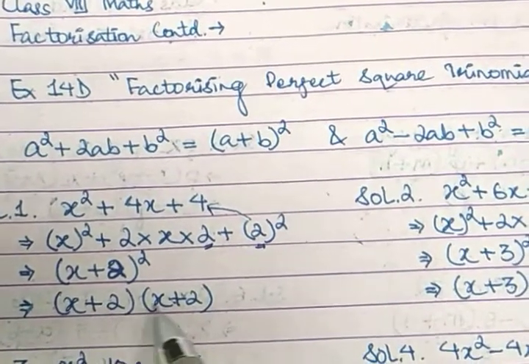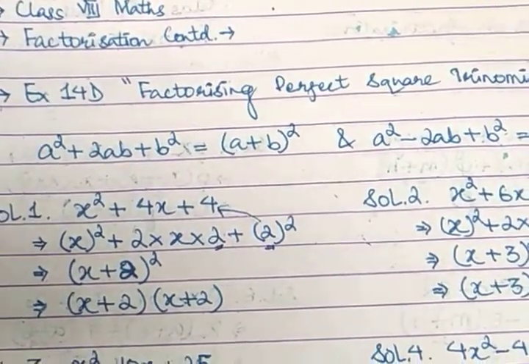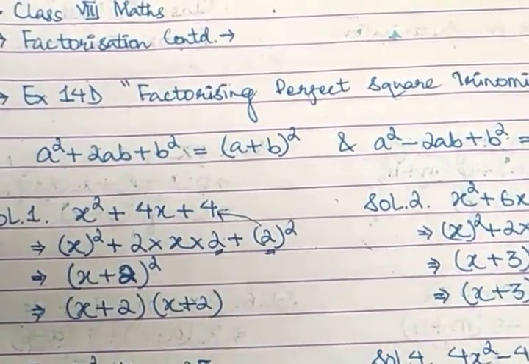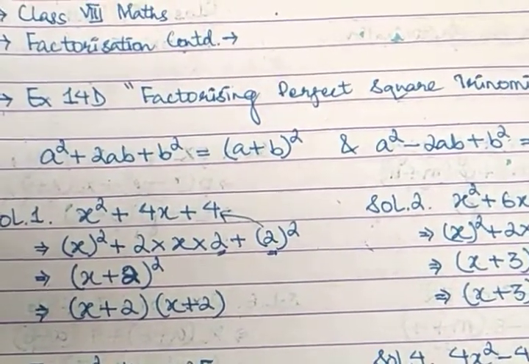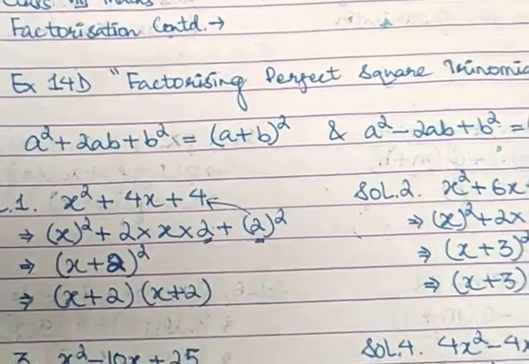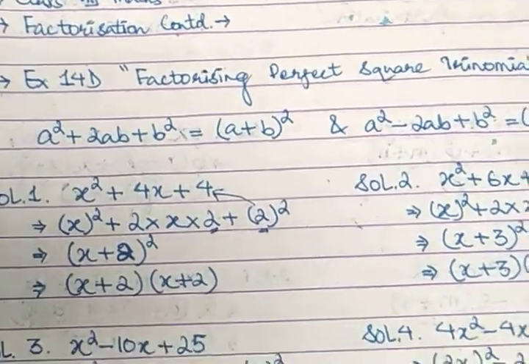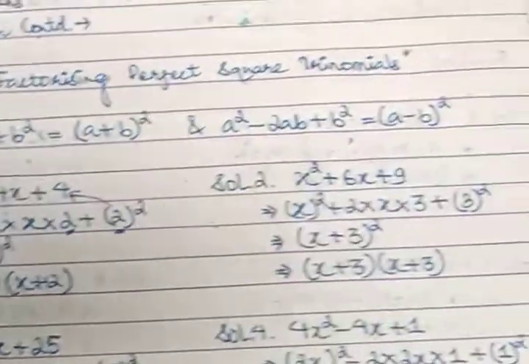Now see, our answer is in the product form. So this is the factor for this algebraic expression. So we have done factorization. Is it okay? Okay, let's do a few more sums. It will be easier for you.